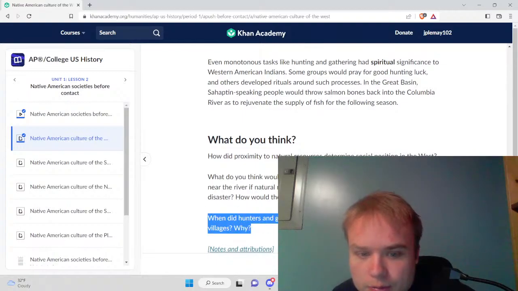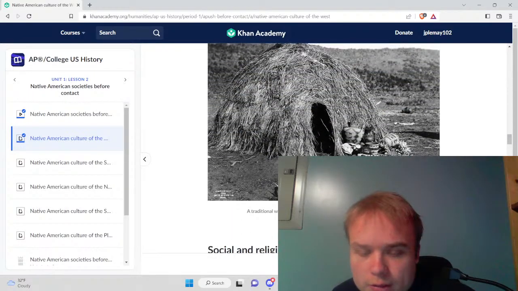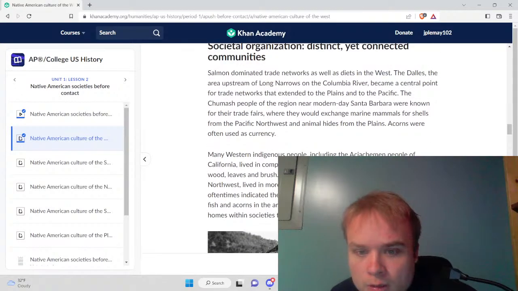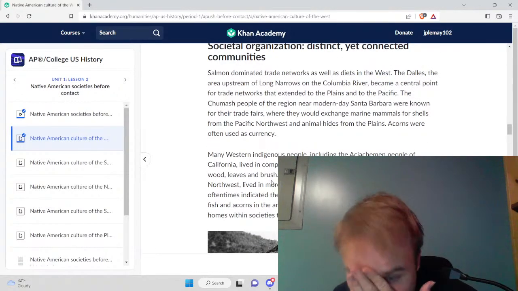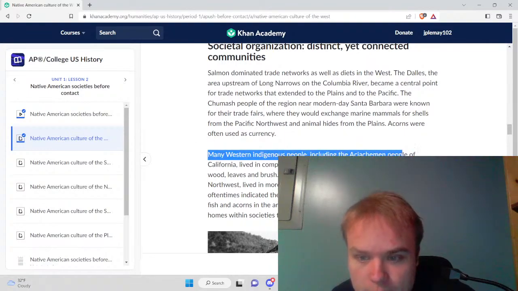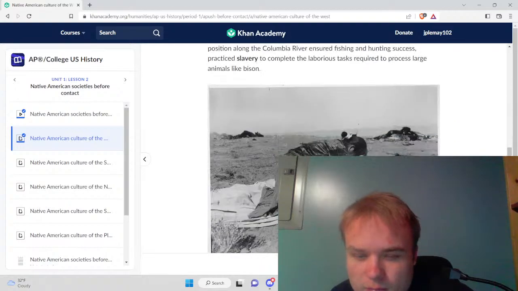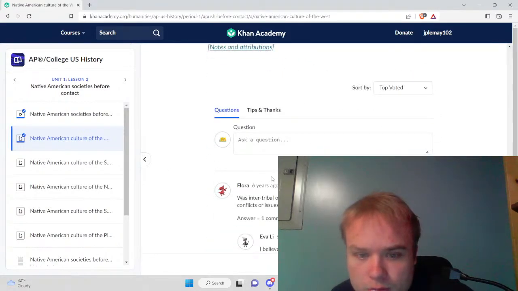When did they establish villages? Why? So it's like, when did the nomadic people? Yeah. So many of the Achumawi people lived within these wikiups, right? And mainly they lived in those when it was more plentiful.